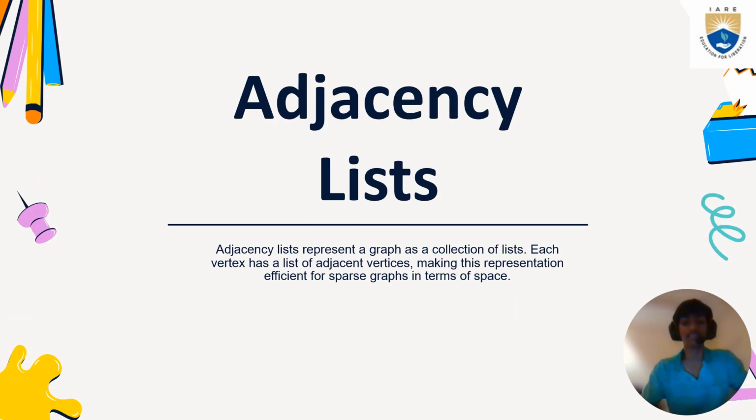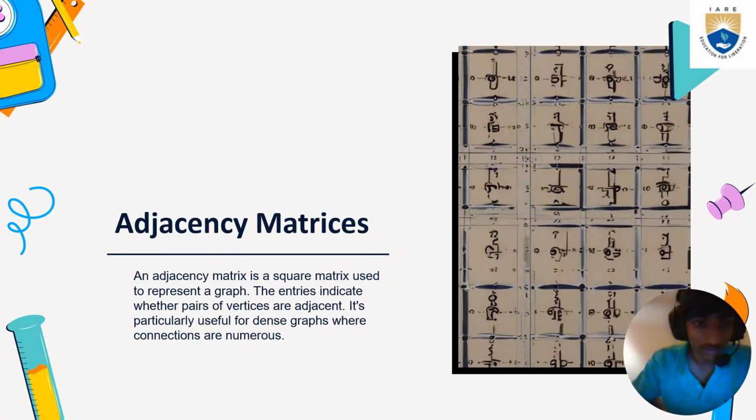Adjacency lists represent a graph as a collection of lists. Each vertex has a list of adjacent vertices, making it an efficient representation for sparse graphs in terms of space. And adjacency matrices: an adjacency matrix is a square matrix used to represent a graph. The entries indicate whether pairs of vertices are adjacent. It is particularly useful for dense graphs, which occur when connections are numerous.